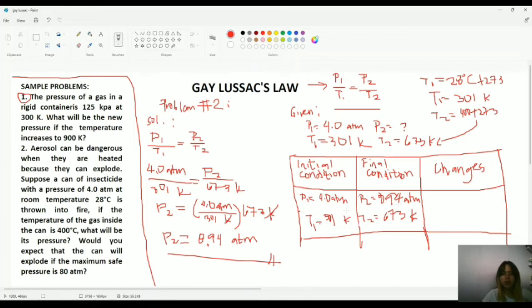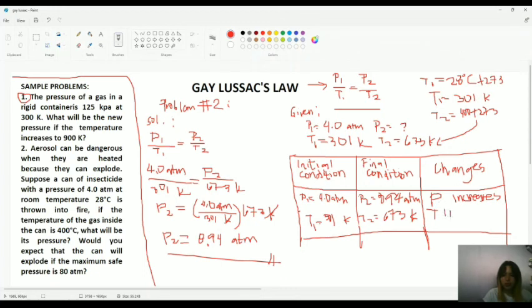So let's see the changes. From 4.0 yung pressure naging 8.94. So nag-increase si pressure. Pressure increases. And dito sa temperature, from 301 to 673, of course, nag-increase din si temperature.